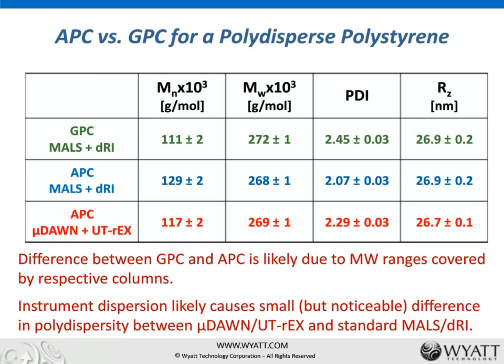The second difference I want to bring your attention to is the PDI from the standard detectors and from microDAWN and UT-REX. microDAWN and UT-REX has a higher PDI, and this is due to the low dispersion, so then you can get a more complete separation by using those detectors compared to the use of the standard detectors. So APC can also benefit from the use of microDAWN and UT-REX.